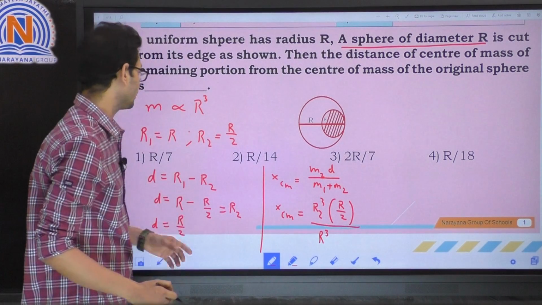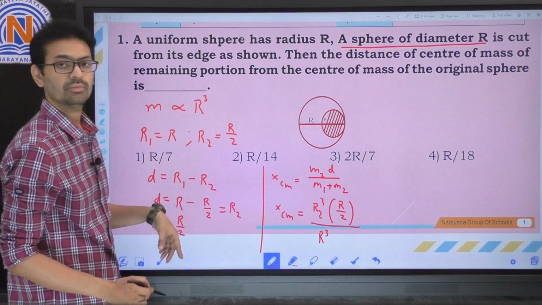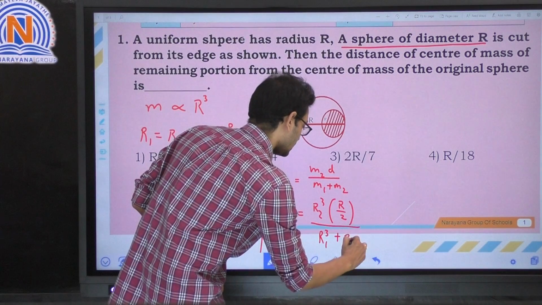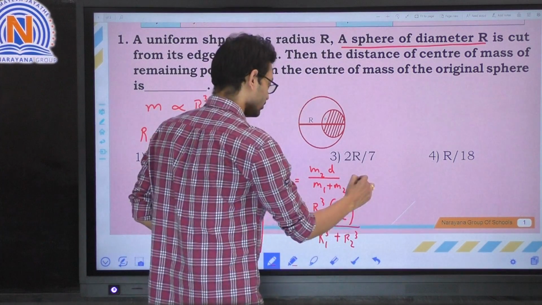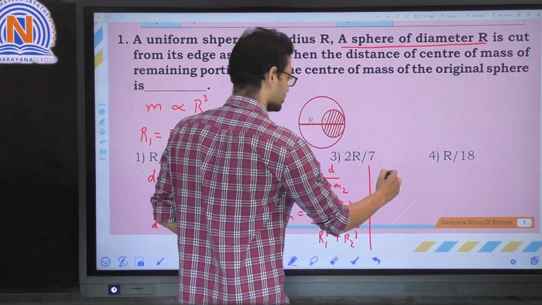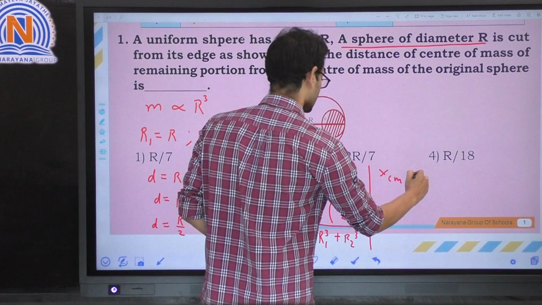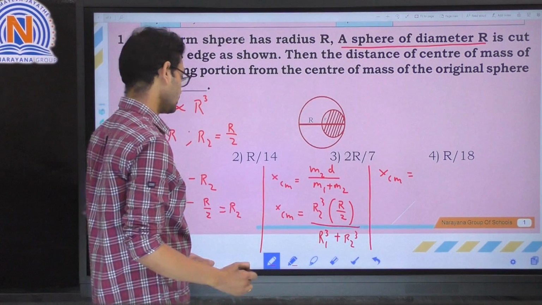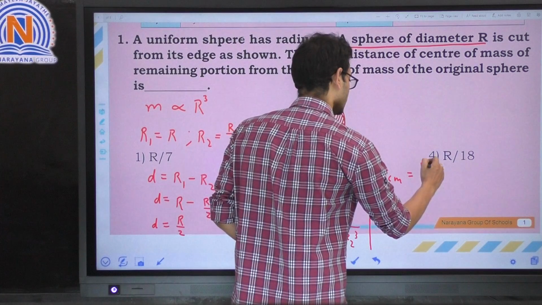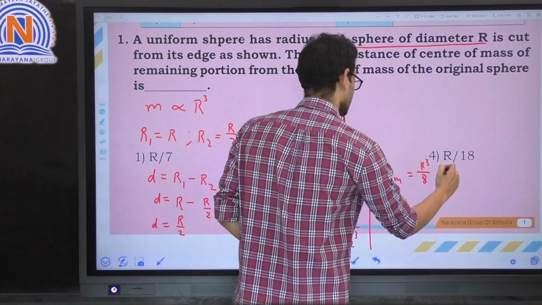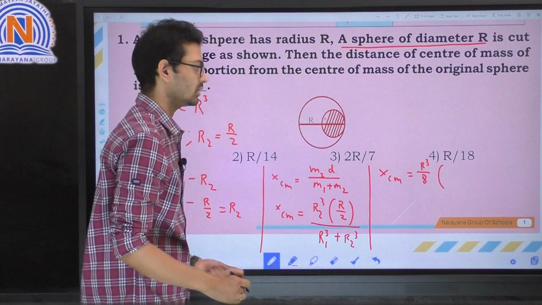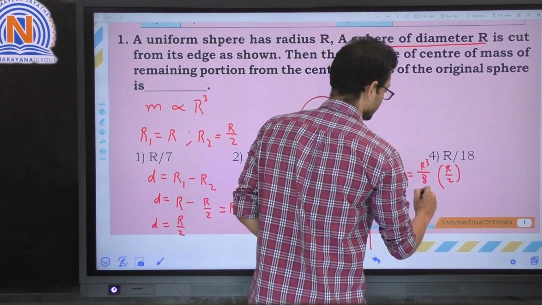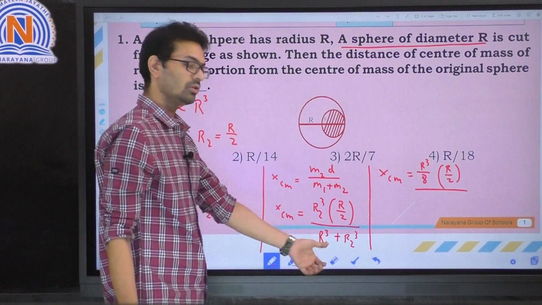Okay, m2 is r2 cube, so this is r1 cube plus r2 cube. Now what you will be getting is, from here you substitute the value, x center of mass is equal to r2 cube. R2 cube is nothing but r cube by 8 into d. D is r by 2, so r by 2 by r1 cube plus r2 cube.